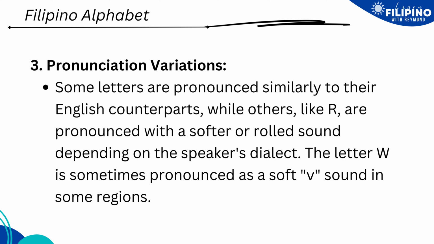Some letters are pronounced similarly to their English counterparts, while others like R are pronounced with a softer or rolled sound depending on the speaker's dialect. The letter W is sometimes pronounced as a soft V sound in some regions.